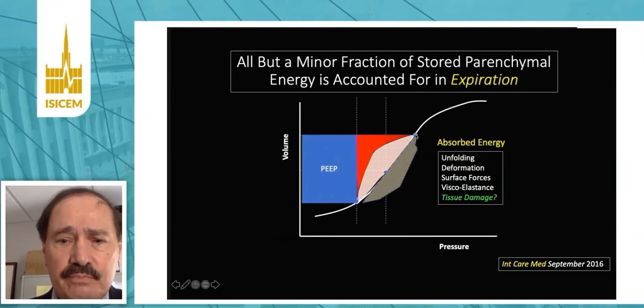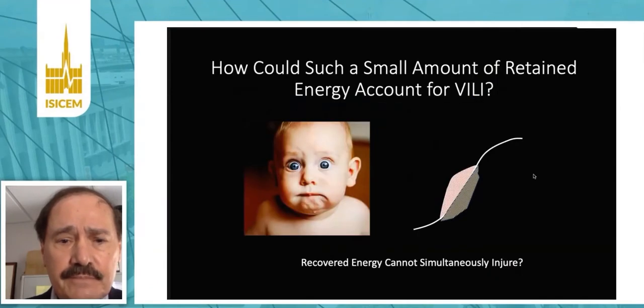That's the product of pressure and volume, the stored parenchymal energy, but we can't account for the absorbed energy, which is unfolding of lung units, deformation of lung units, overcoming surface forces, viscoelastance, which may be innocuous, but also tissue damage, because you cannot create or destroy energy. Energy that you can recover does not cause damage. How could such a small amount of retained energy account for ventilator-induced lung injury?